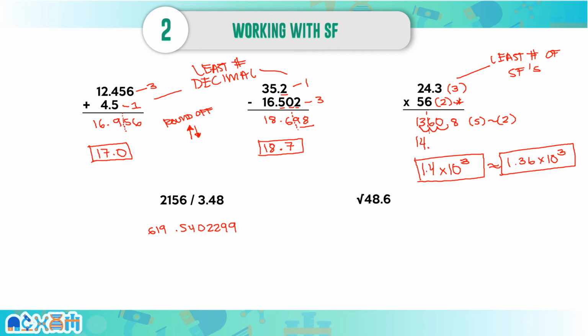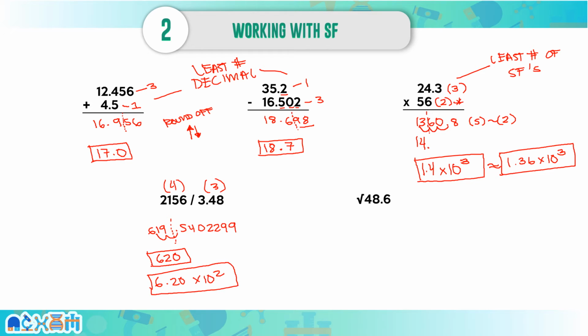So, since we have 2 different values, you have 2156, you count the significant figures, that's 4. Then this would be 3, meaning your final answer should only have 3 significant figures. And you should cut right about here. This is 0.54. That's more than 50, which means you have 620 as your final answer. Or you can also move 1, 2. You can also have 6.20 times 10 to the 2.